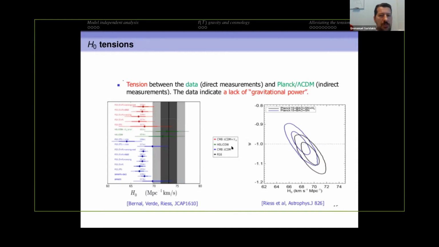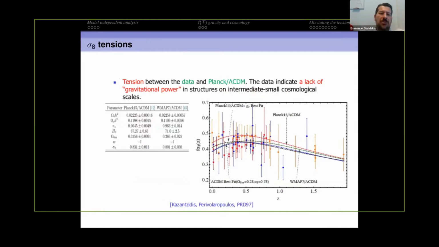Now, of course, I will skip the introduction. In this session, you are all familiar with the H0 tension, that the value for H0 that we indirectly estimate from Planck, assuming lambda CDM cosmology, is different from the local measurements based on Cepheids, and the sigma 8 tension, that there seems to be less clustering than the one predicted assuming lambda CDM cosmology.